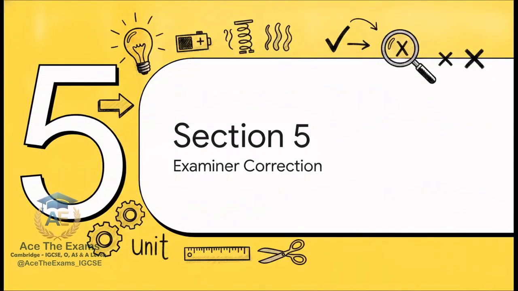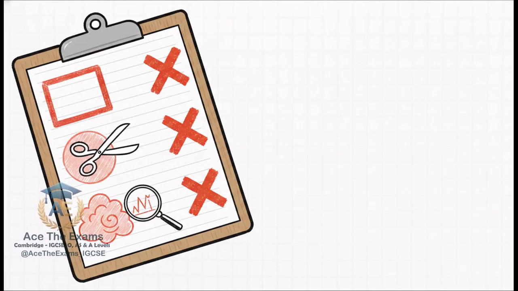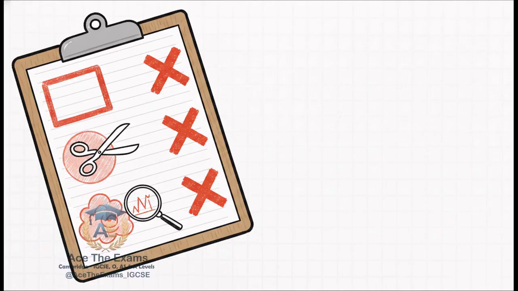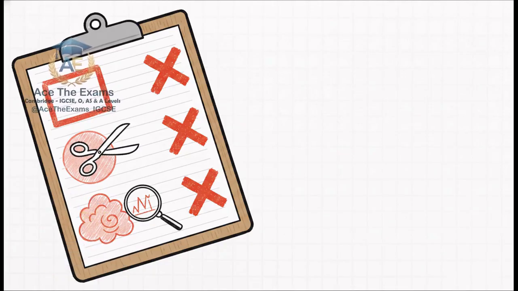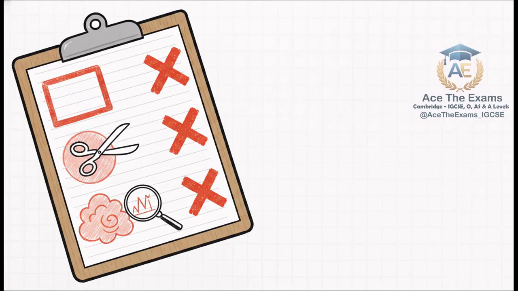Section 5, the examiner correction. Let's look at how the examiner actually corrects and grades these mistakes, particularly when you're dealing with tricky topics like energy stores and efficiency. The examiner reports explicitly flag these exact issues year after year. The top reasons students fail to secure full marks are missing units entirely, rounding their numbers way too early in the calculation, providing vague explanations that completely lack scientific terminology, and failing to spot wrong variables or graph axis scale errors. You literally have to be precise every step of the way.